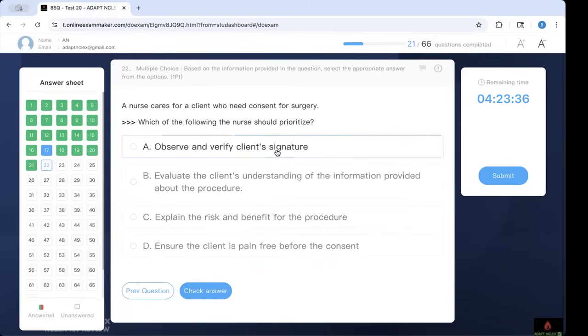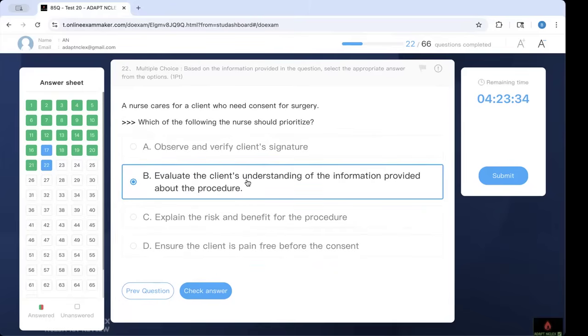We don't care about observing and verifying. Make sure the patient understands the information provided. That is your job, to witness it. Your role as witness is to confirm that the patient understands the information provided and knows what procedure they're going to have. It does not have to do with the risks and benefits of the procedure or the client being pain-free before the procedure. You know why they're getting the surgery. You understand the risks and benefits, but all of it comes down to understanding of the information provided, and that is the most important.